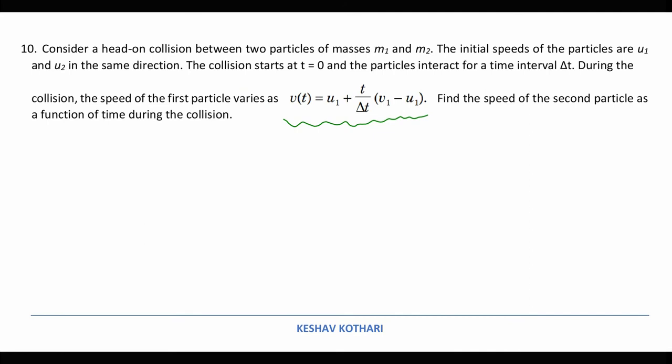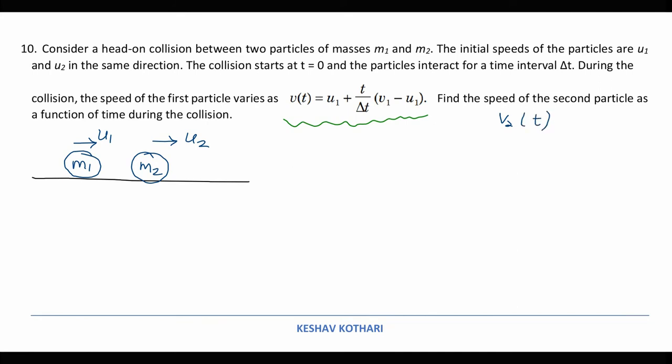So if we consider the head-on collision of two particles moving in the same direction, this is particle m1, this is particle m2. The initial speeds of the particles are given to us as u1 and u2 respectively in the direction of motion. Now during the course of collision, the speed of the first particle is varying as given by the expression. We are asked to find the speed of the second particle as a function of time during the collision. Let us suppose that the speed of the second particle as a function of time during the collision is v2(t).